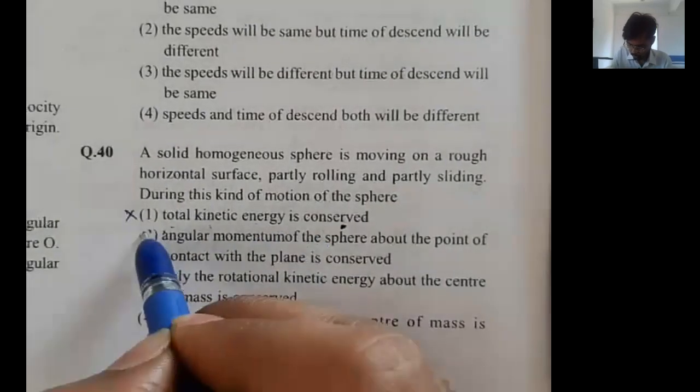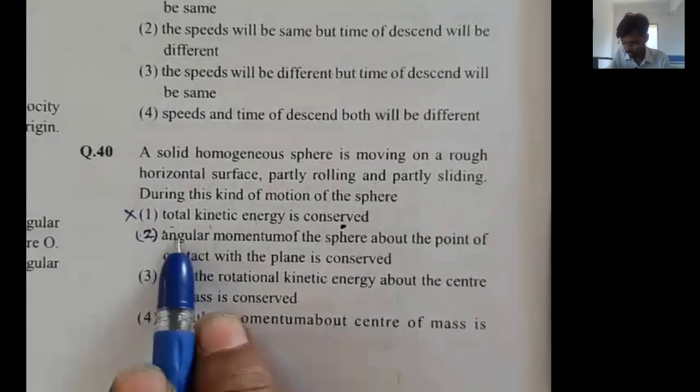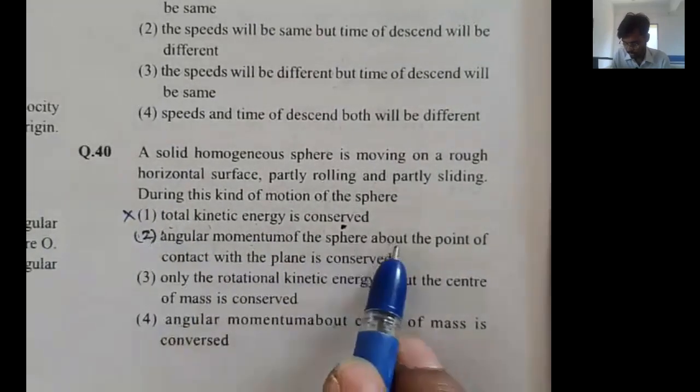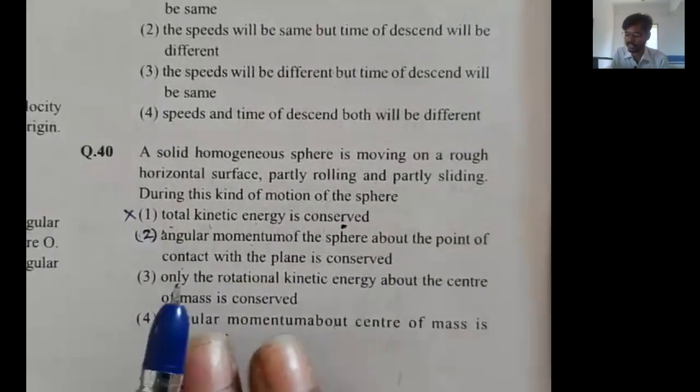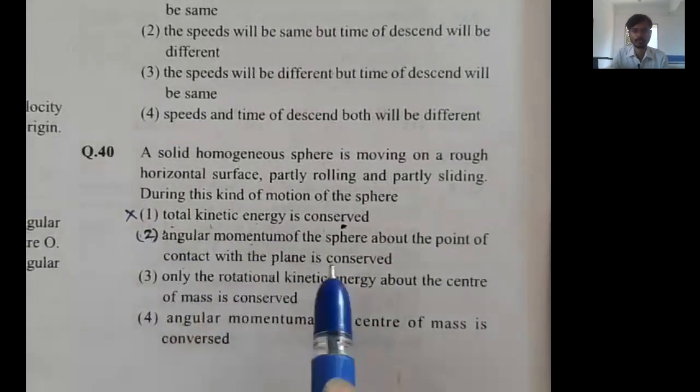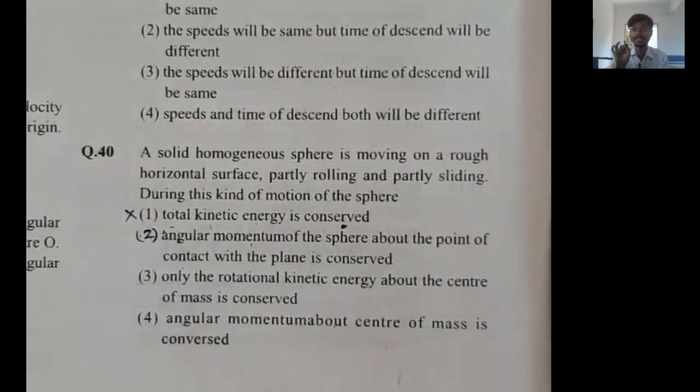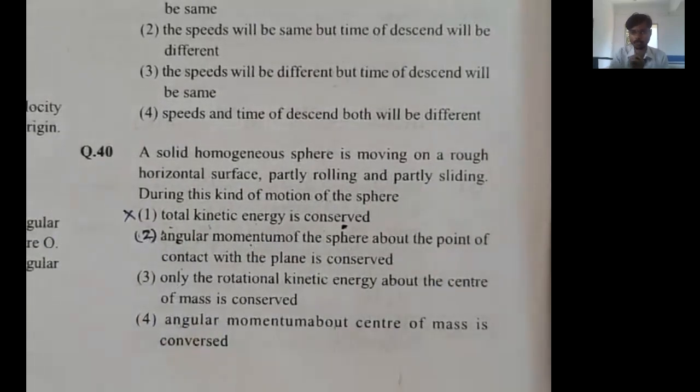Option number 2 is angular momentum of the sphere about the point of contact of the plane will remain conserved. Now see, they are saying angular momentum is conserved. For linear momentum to be conserved, net force should be 0.